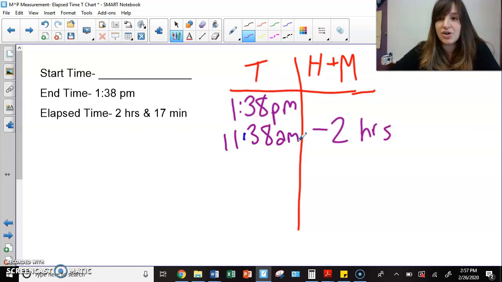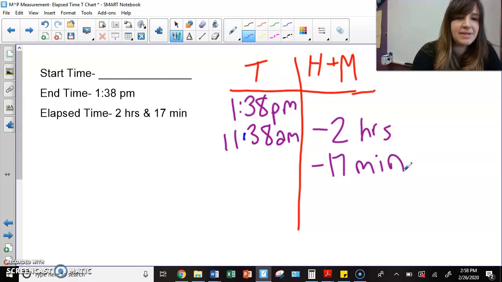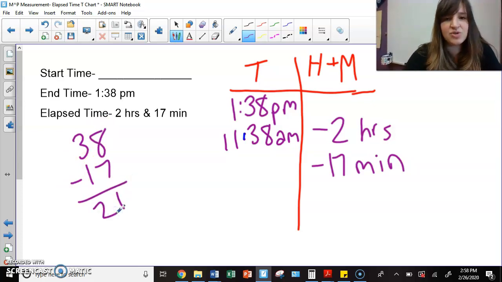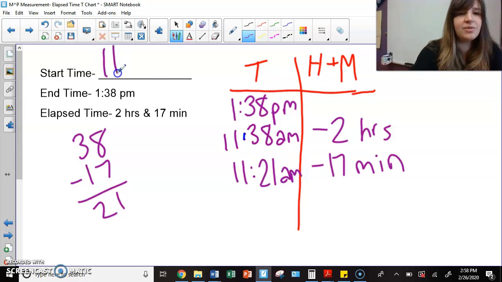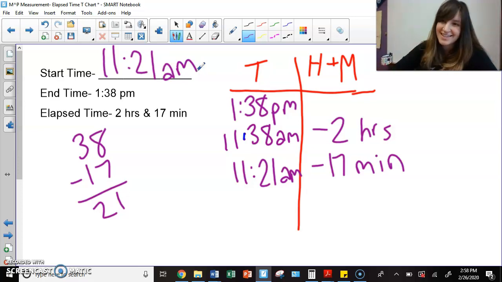So I'd have 11:38, and that would have crossed over into AM. So now I need to go backwards 17 minutes. So I'm going to take 38 minutes minus 17, and I get 21 minutes, which means that my start time would be 11:21 a.m. And that is how you find the start time or the end time when you know that other piece.